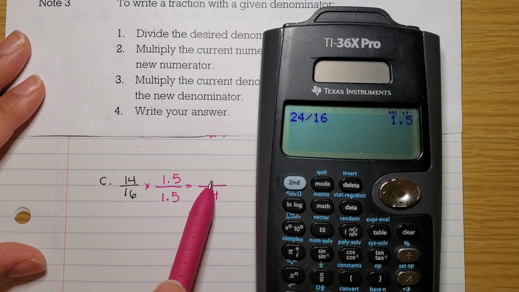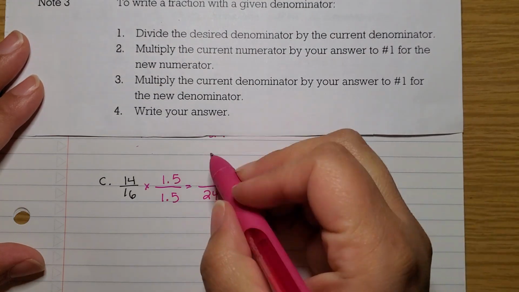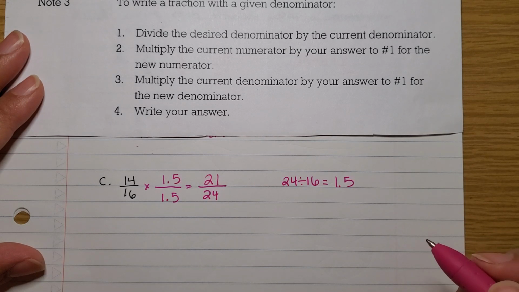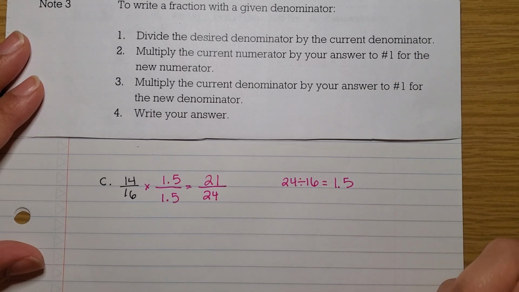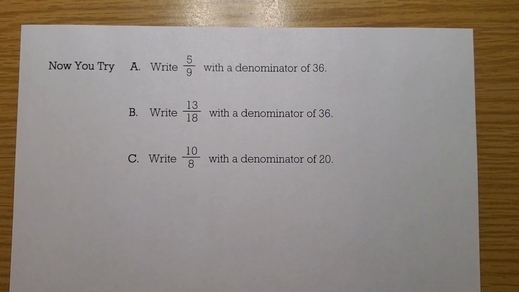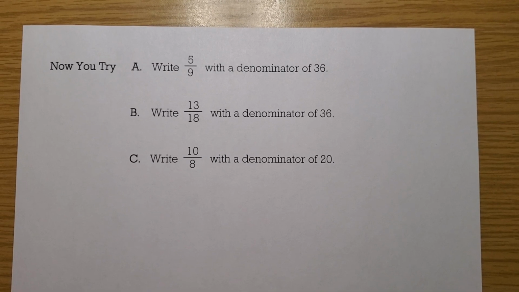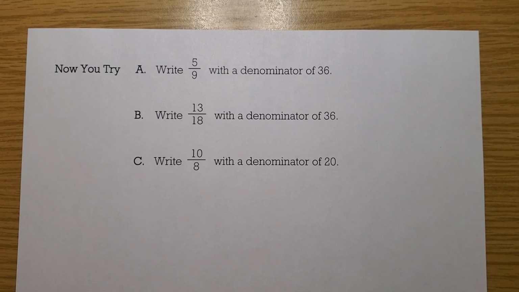So to figure out the missing piece here, I'm going to do 14 times 1.5. I'm going to get 21. So 14/16 is the same as 21/24. All right, so here are a few problems for you to try on your own. This time you're going to write 5/9 with a denominator of 36, 13/18 with a denominator also of 36, and then 10/8 with a denominator of 20.